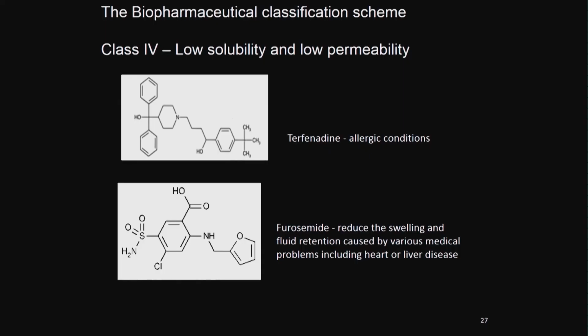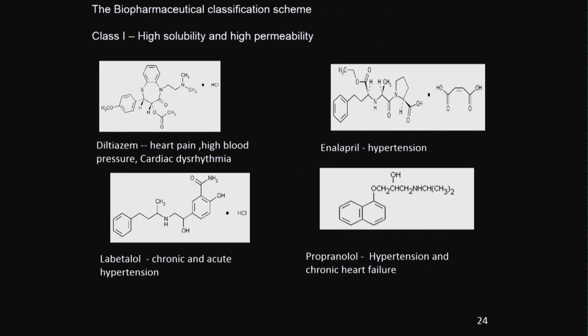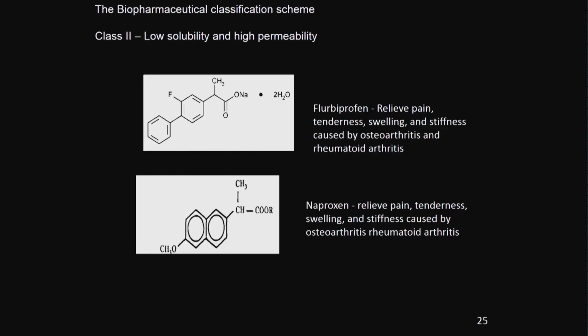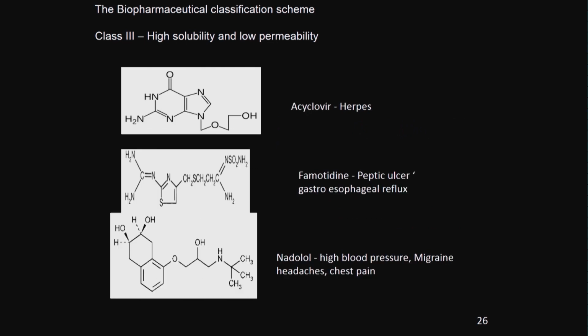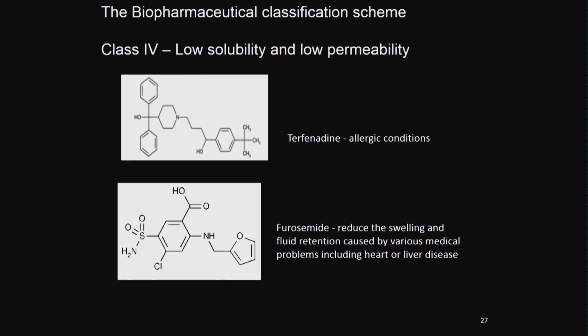So, these are the 4 different types of classifications, called the biopharmaceutical classification: high soluble, high permeable; low soluble, high permeable; high soluble, low permeable; low soluble and low permeable. Okay. So, for each of these drugs we may require different strategies for improving either the solubility or the permeability.